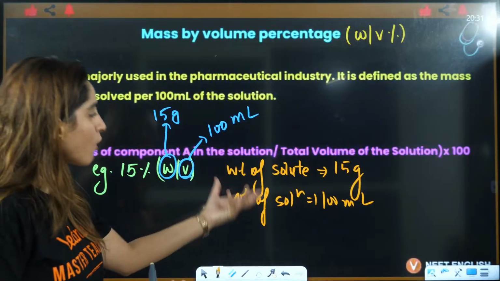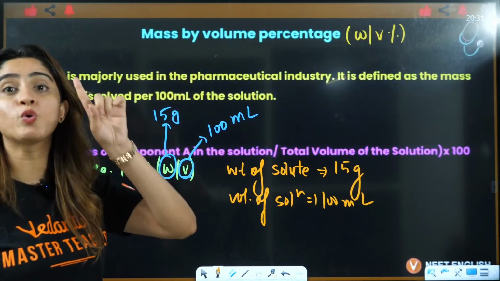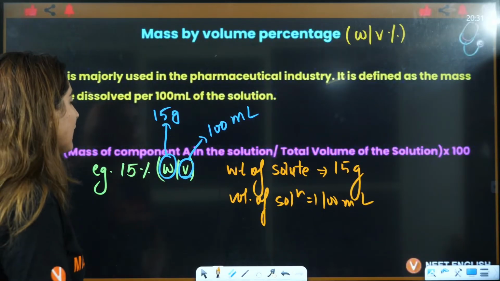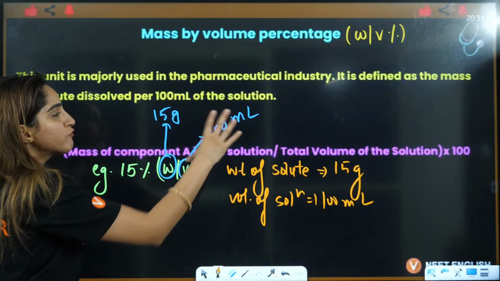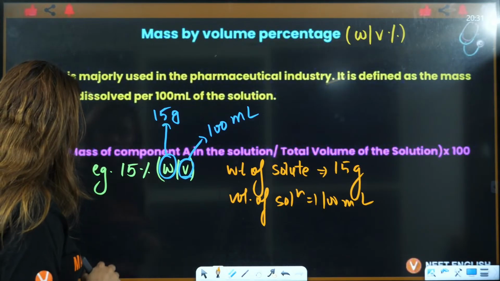Some students also write that weight of solvent is this, weight of solution is this. No, you can't decode those, since these two things are different. You can only tell about weight of solute and volume of solution. Is that clear to everybody? Shall I move ahead, everybody?